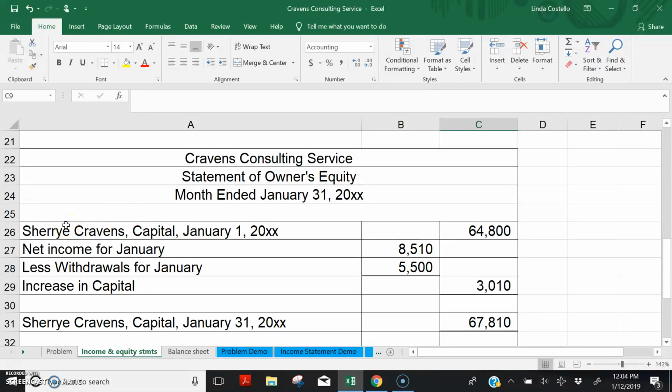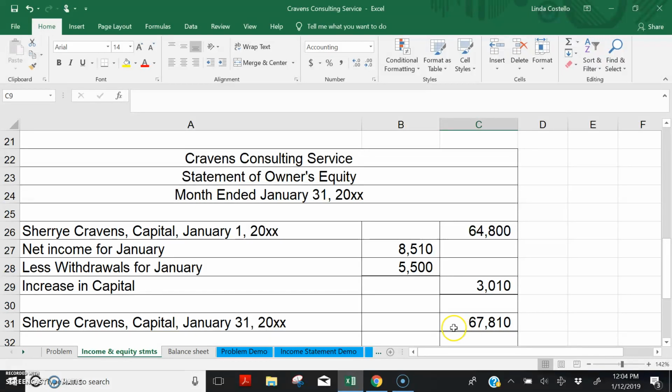Then did you report Sherry Craven's Capital, January 1, 20XX of $64,800, net income for January $8,510, less withdrawals for January $5,500, increase in capital, that number minus that number is $3,010, and Sherry Craven's Capital January 31st, 20XX is that number plus that number, totaling $67,810.